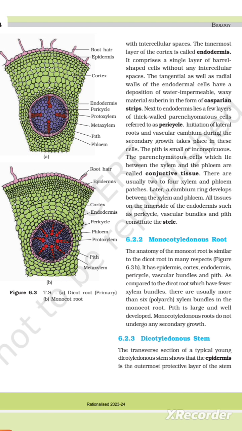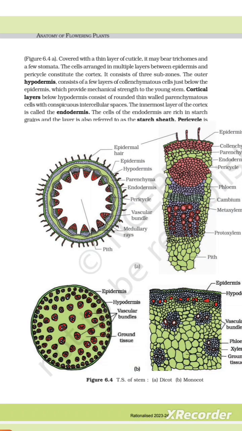6.2.3 Dicotyledonous stem. The transverse section of a typical young dicotyledonous stem shows the epidermis, the outermost protective layer of the stem. Figure 6.4a. It is covered with a thin layer of cuticle. It may bear trichomes and a few stomata. The cells arranged in multiple layers between epidermis and pericycle constitute the cortex. It consists of 3 subzones.